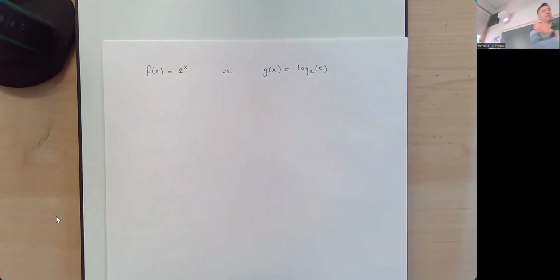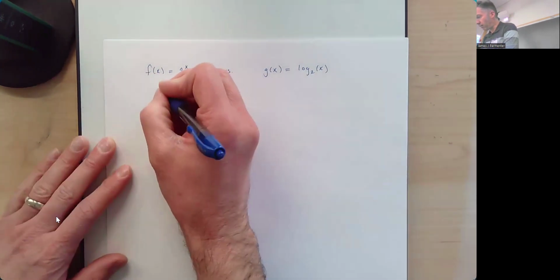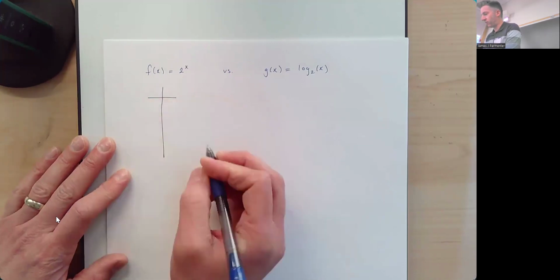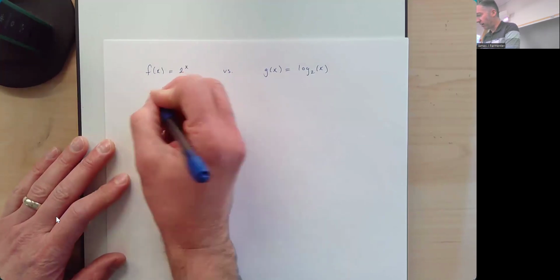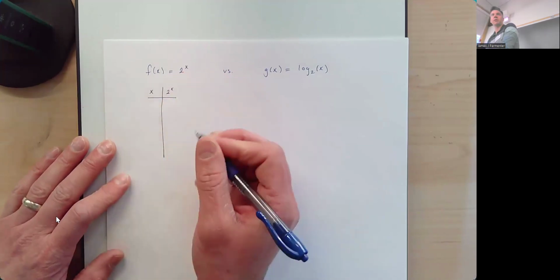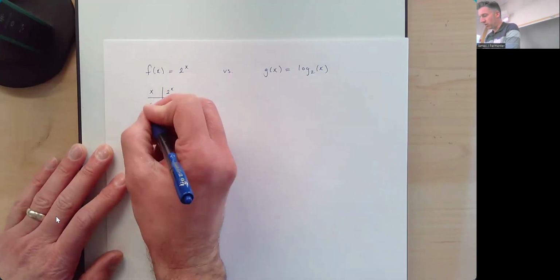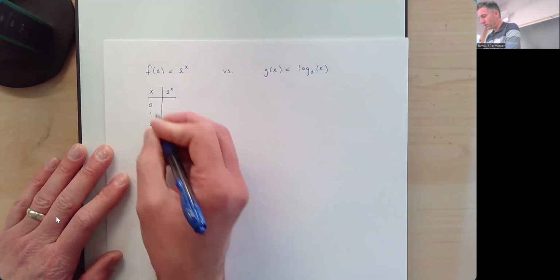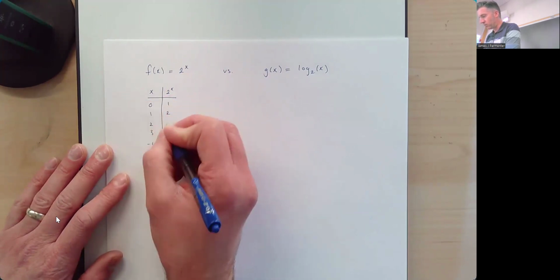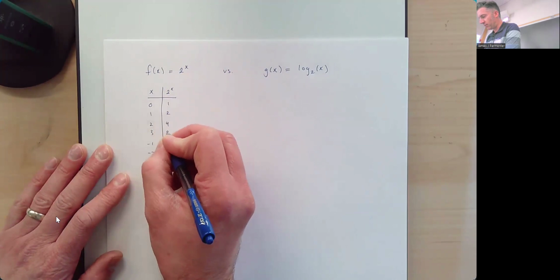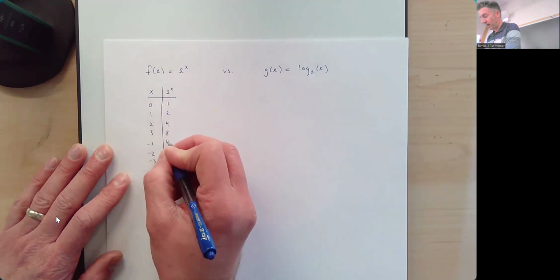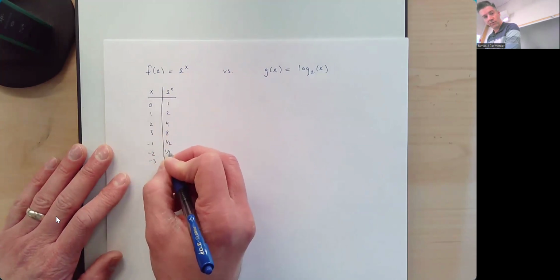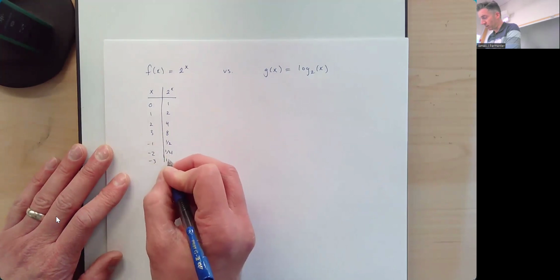Here, I am going to make a table with some values just for the fun of it. We have x values and we have 2 to the x, and I'm going to make my usual list of like 0, 1, 2, 3, -1, -2, -3. 2 to the 0th is 1, 2 to the first is 2, 2 squared is 4, 2 cubed is 8, 2 to the -1 is 1/2, 2 to the -2 is 1/4, 2 to the -3 is 1/8.